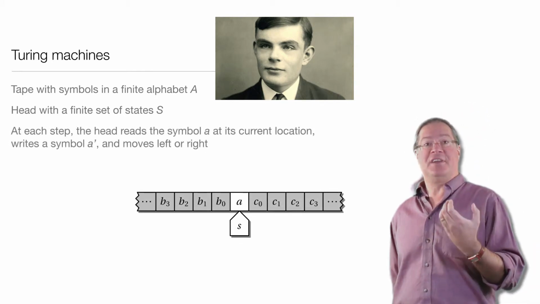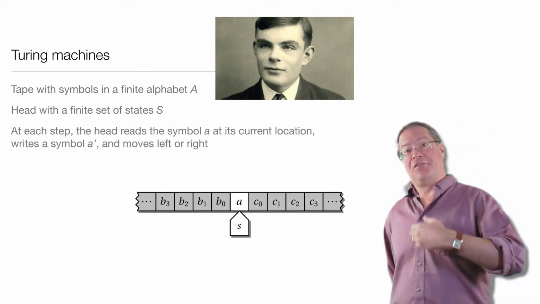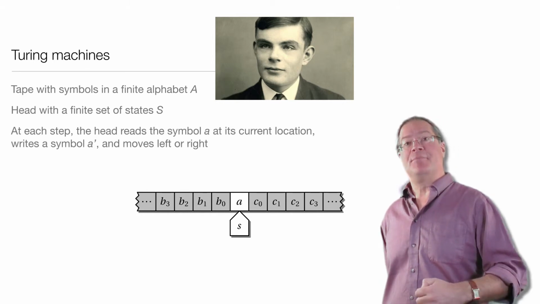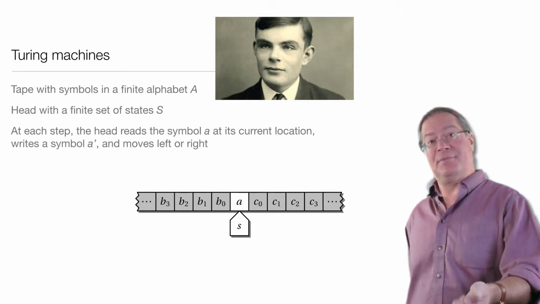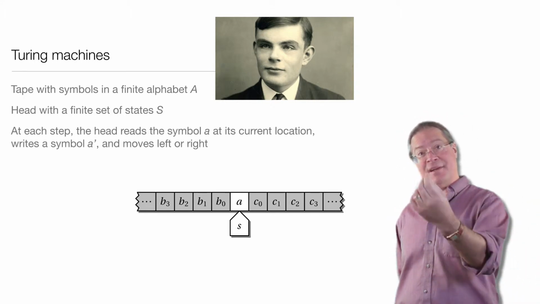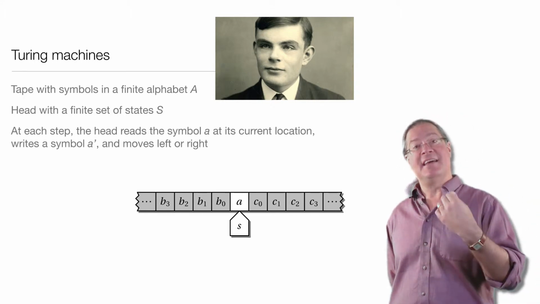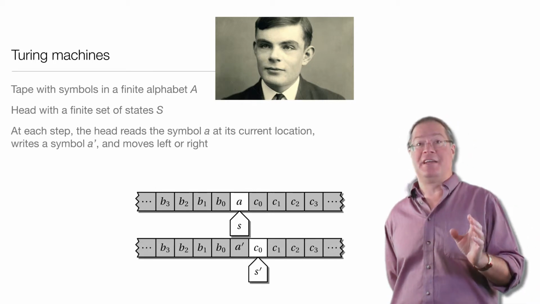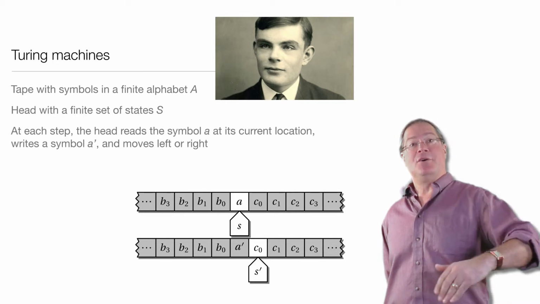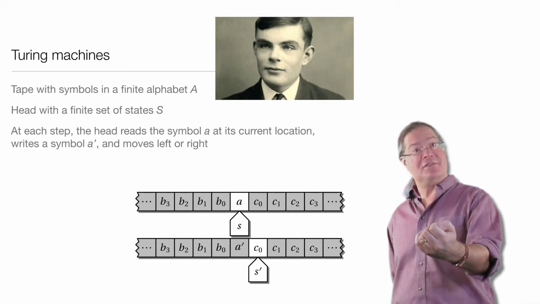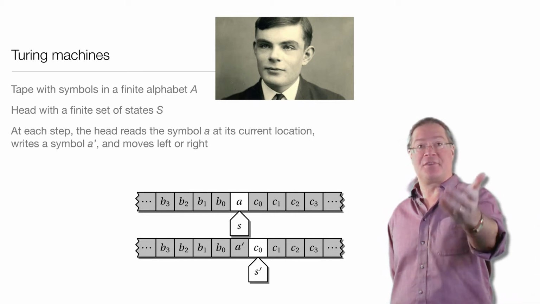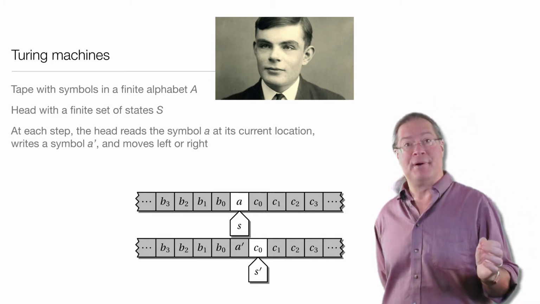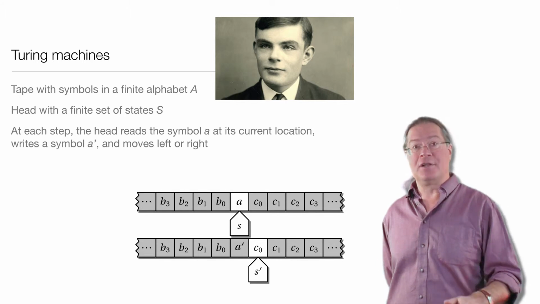Now, all this machine can do at each step is read the symbol at its current location on the tape. It may then, depending on that symbol and its internal state, so depending on A, the tape symbol, and S, its internal state, do a very small handful of things. It may write a new symbol at that location on the tape, overwriting the A with something new, A prime, and it may then move left or right by one step. And that's all it does.